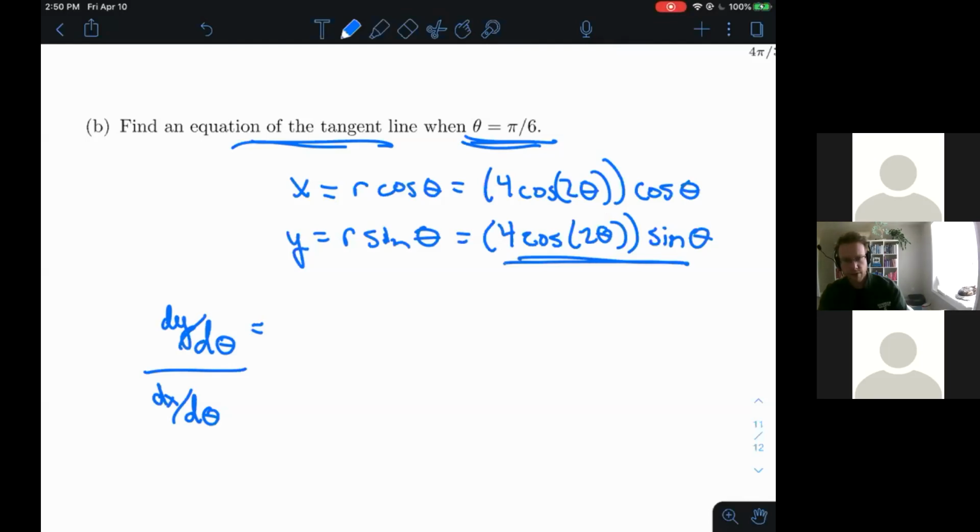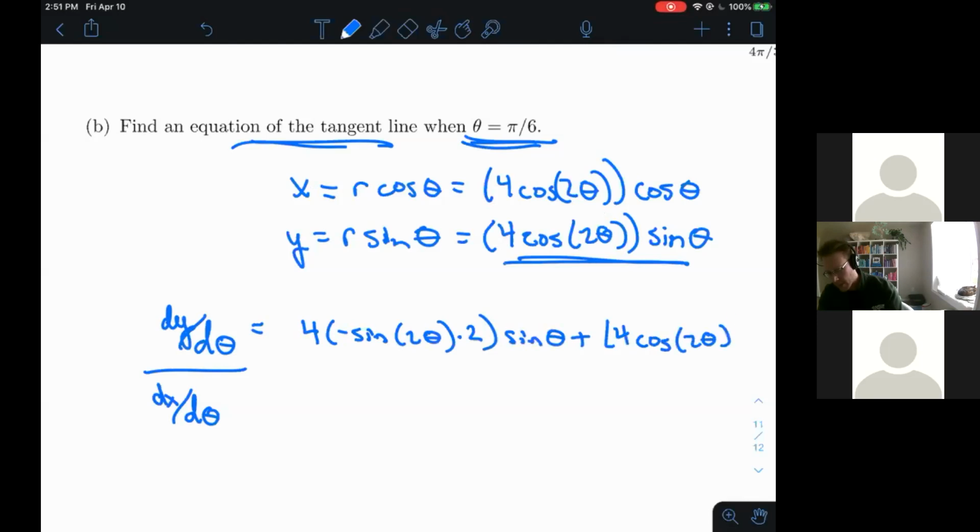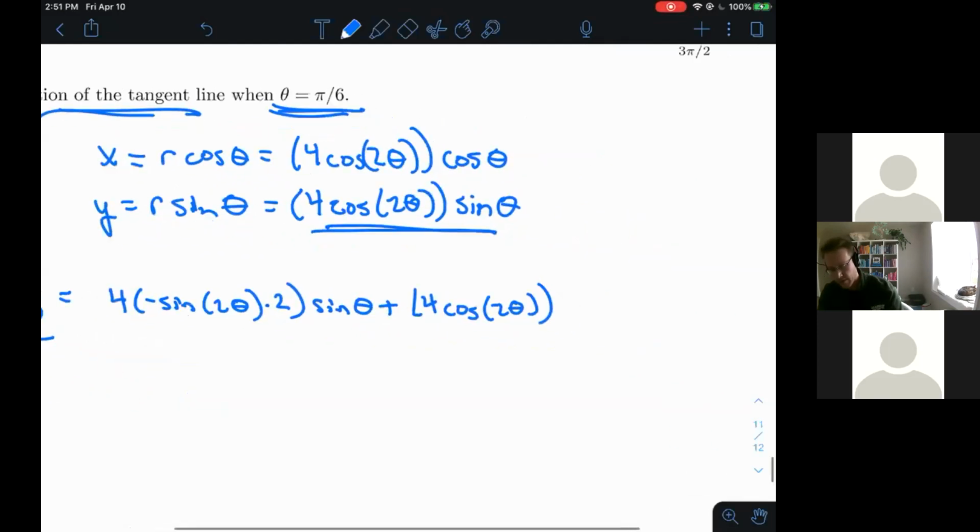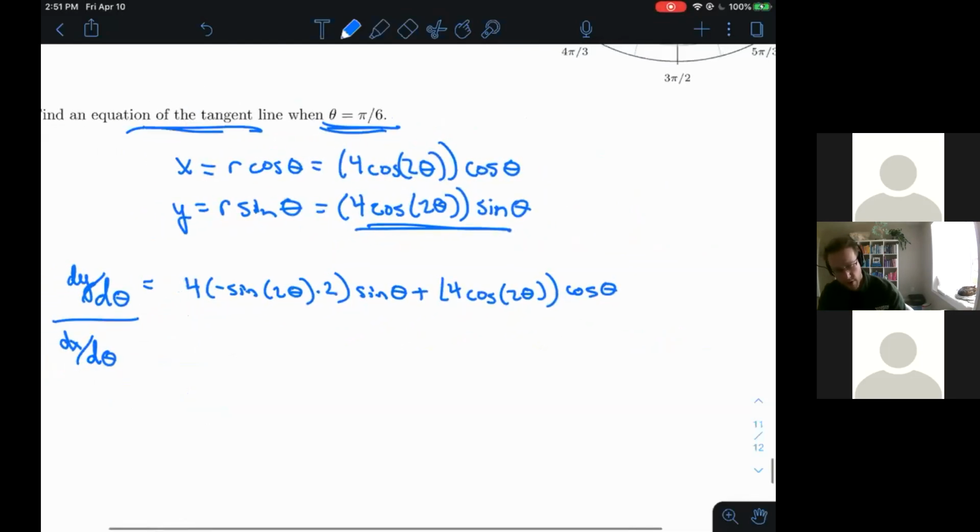So we need to take the derivative of the first. While 4 is along for the ride, the derivative of cosine is going to be negative sine, leave the inside alone, then multiply by the derivative of the inside, so we need to have that extra 2. That's the derivative of the first times the second, plus the first, 4 cosine of 2 theta, times the derivative of the second, and the derivative of sine is cosine. So there is my derivative of y with respect to theta.